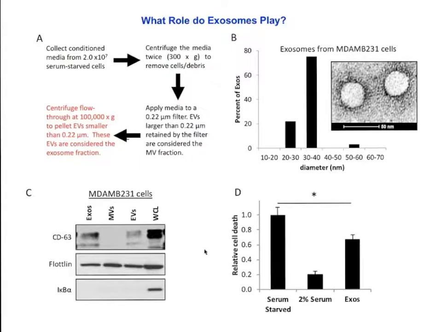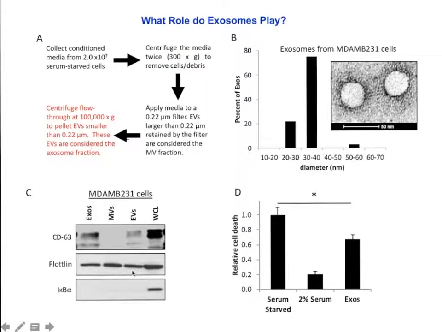In particular, what we've done is we took MDA-MB-231 cells. This is a highly aggressive breast cancer cell line. You take the conditioned media, and we go through the exact same process where we retain the microvesicles on top of this 0.2 micron filter. But then in order to isolate the exosomes, all you have to do is take the flow-through, and we subject the flow-through to centrifugation at 100,000 g for about 2 hours. And that pellets the exosomes.